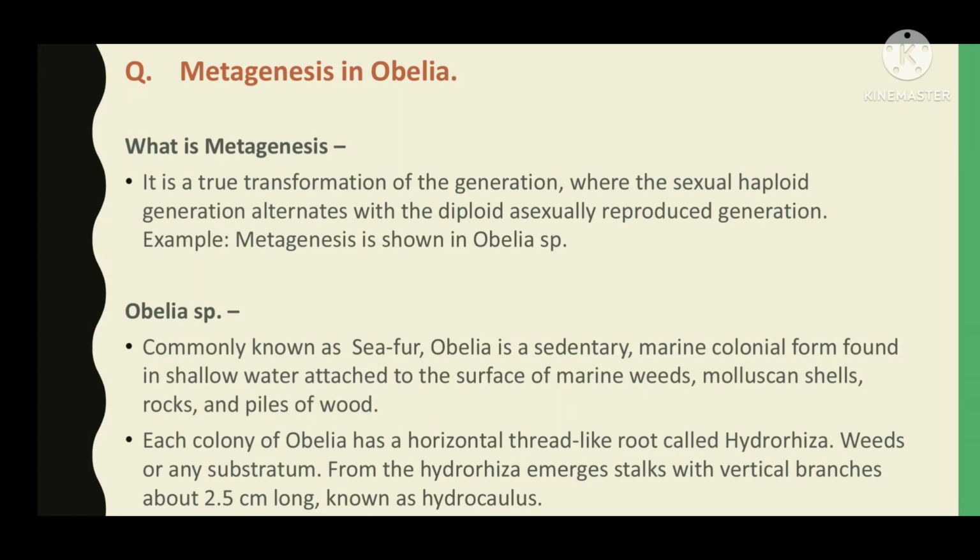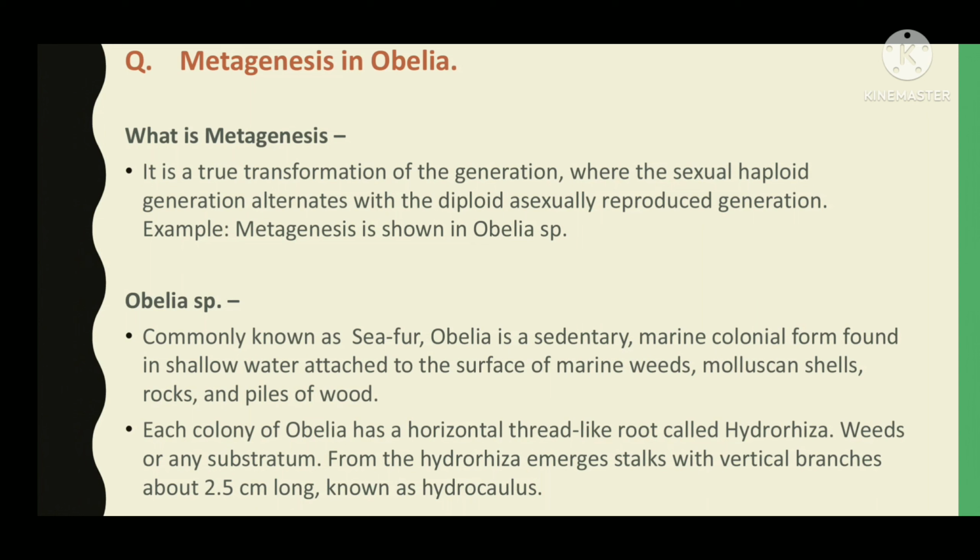Hello friends, today we are discussing metagenesis in Obelia. What is metagenesis? It is true alternation of generations, where a diploid, sexually reproducing generation alternates with an asexual haploid generation. For example, metagenesis is shown in Obelia, a cnidarian. So, a brief introduction about it.